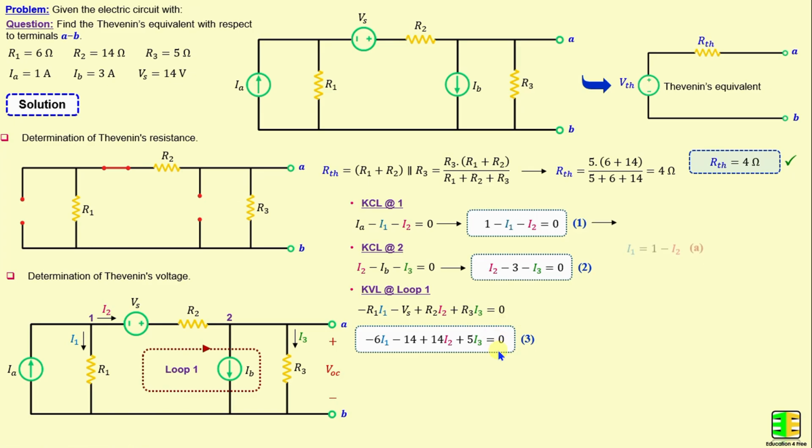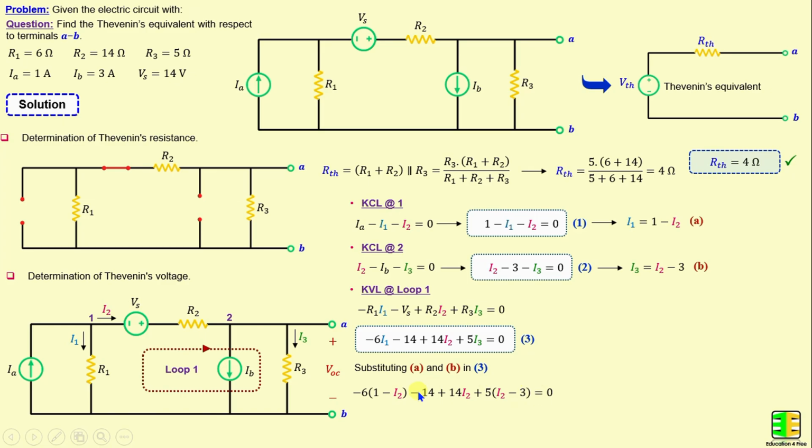From equation 1, we can write I1 in terms of I2. That means I1 is equal to 1 minus I2. And from equation 2, we can write I3 in terms of I2. That means I3 is equal to I2 minus 3. And now by substituting A and B in 3, we derive one equation in terms of I2.